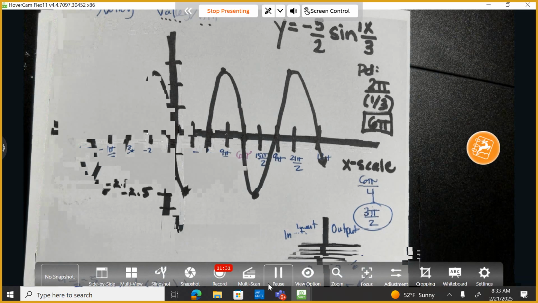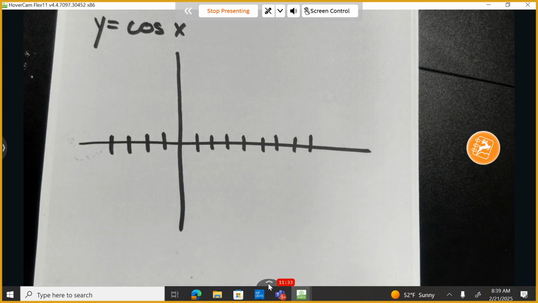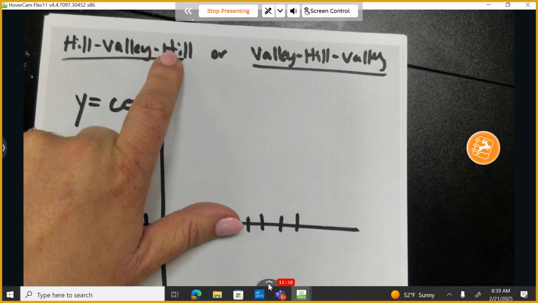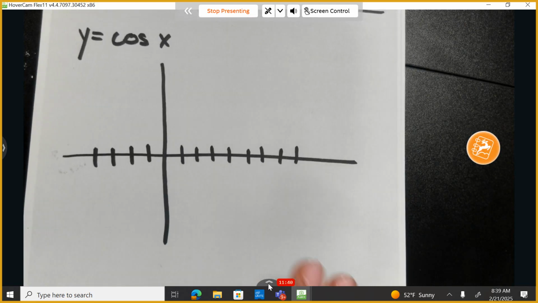So how do we jump into graphing cosine of x? Cosine of x is going to make a slightly different shape, and we're either going to talk about a hill, valley, hill as the pattern, or a valley, hill, valley. You'll understand it once we get going.